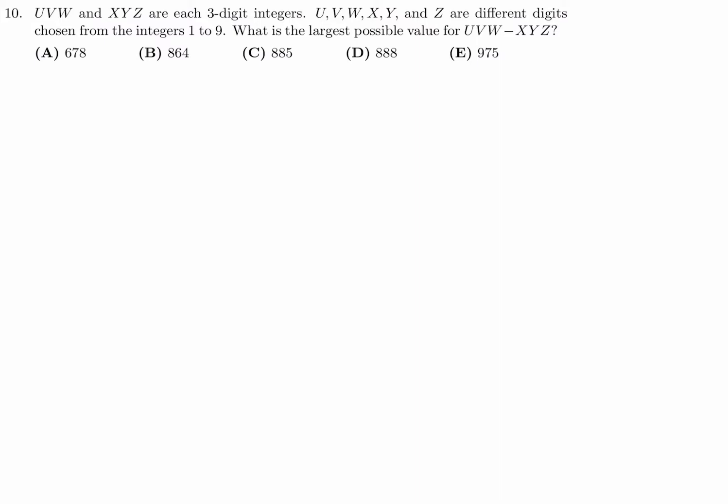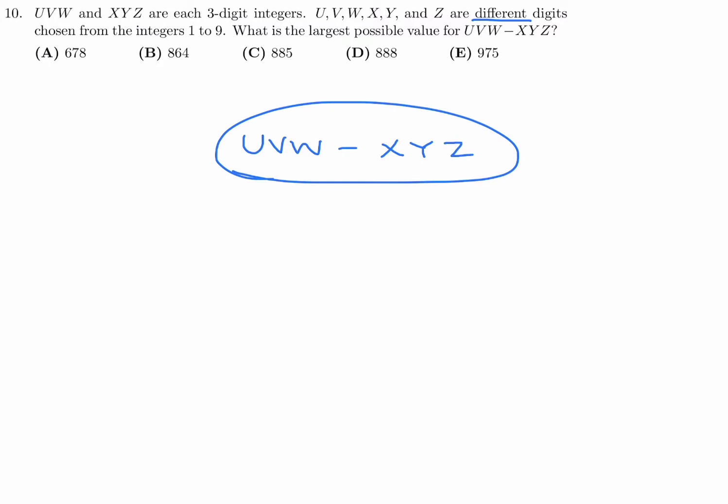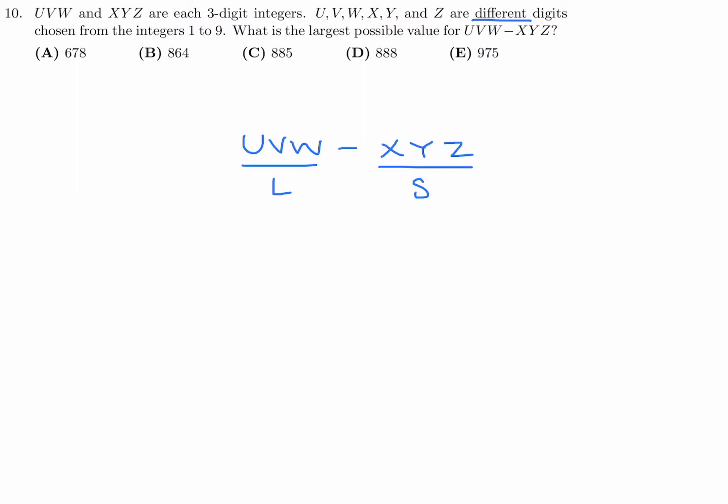U, V, W and X, Y, Z are 3-digit integers. U, V, W, X, Y, Z are different digits chosen from 1 to 9. What is the largest possible value for UVW minus XYZ? So we want the largest possible value for this. If that's the case, we want this to be as large as possible and this to be as small as possible. Remember we have to choose digits from 1 to 9, and all of them have to be different. Can't use the same one. Can't use 111, 999. That's not allowed.